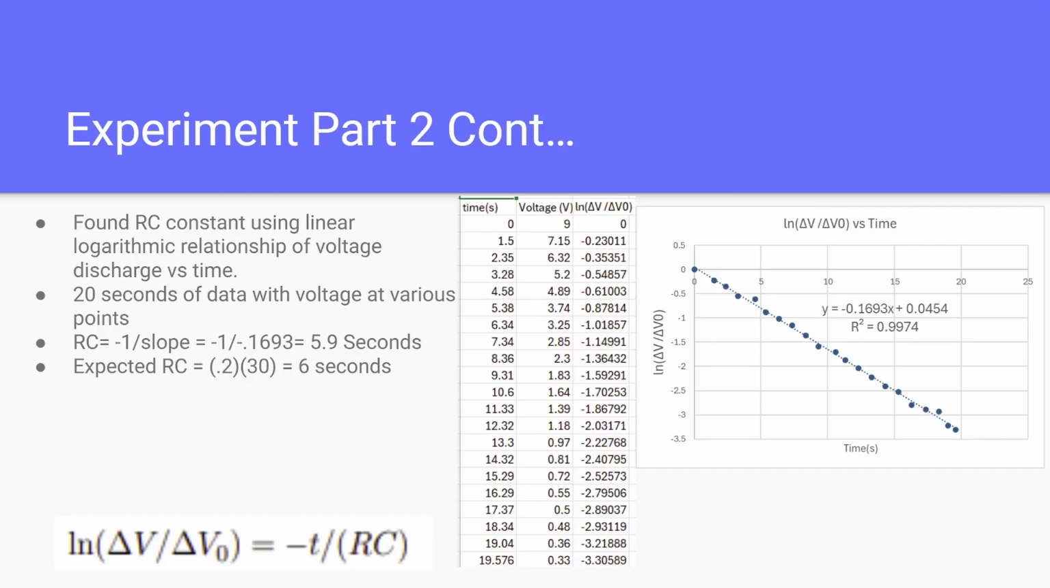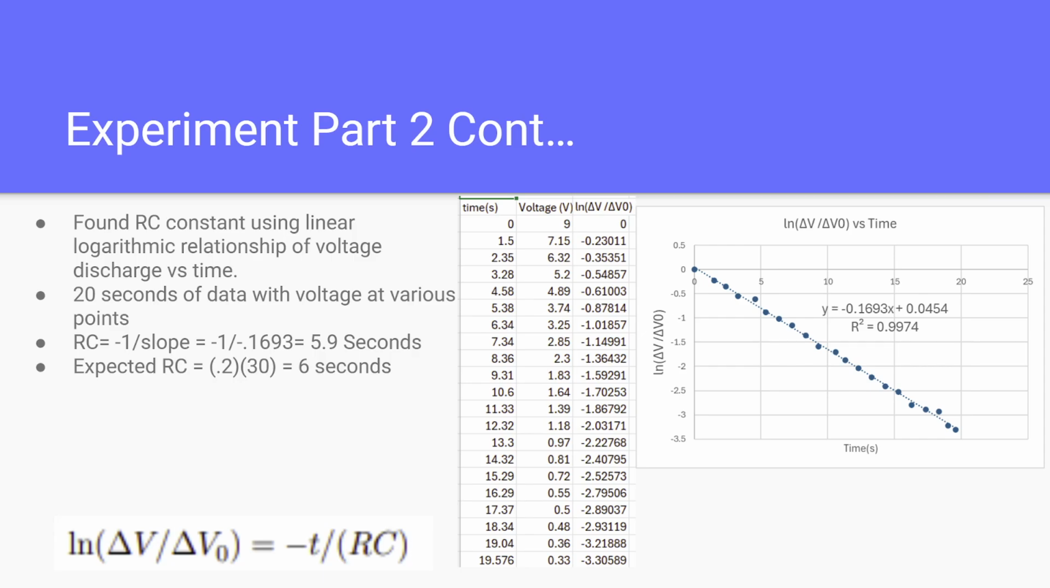Here we use the logarithmic linear relationship of voltage across time using a 30 ohm bulb this time, and we use that logarithmic relationship to get a negative sloping, linear curve. The inverse of the negative slope is essentially our RC constant, which is 5.9 seconds. The expected RC constant is 6 seconds using the resistance times the capacitance, so it's pretty close as well.